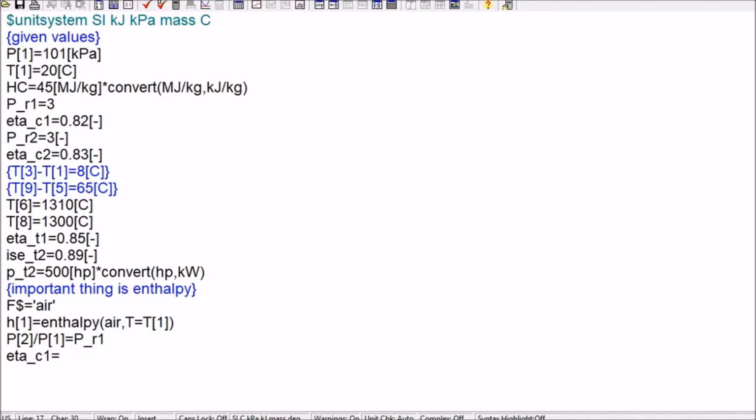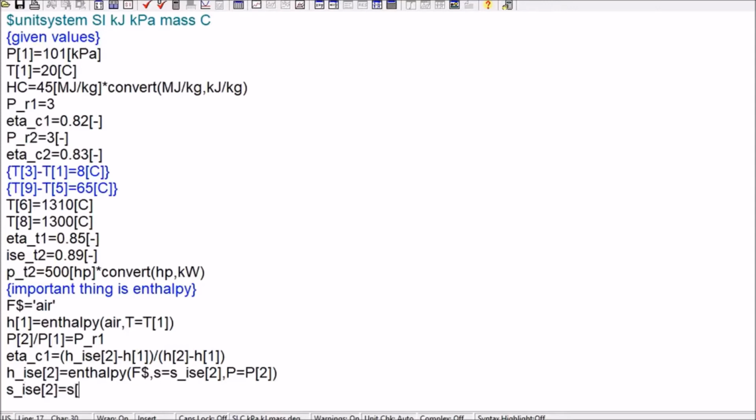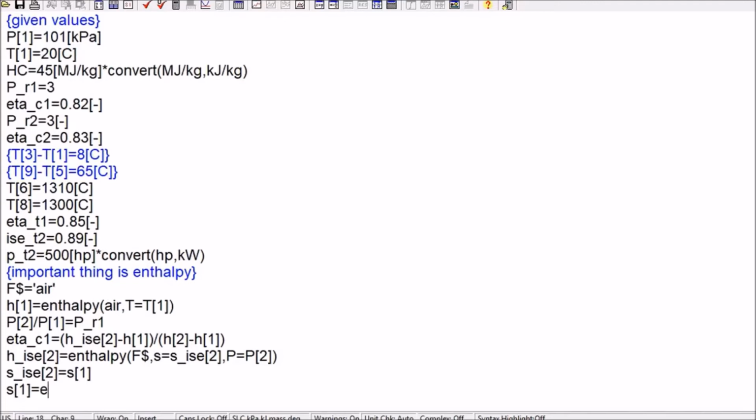Isentropic efficiency of the compressor is H isentropic 2 minus H1 divided by H2 minus H1. H isentropic 2 is the enthalpy of the working fluid, where S is S isentropic 2 and P is P2. S isentropic 2 is the same as S1, and we can find S1 as the entropy of air, again the working fluid, with T as T1 and P as P1.